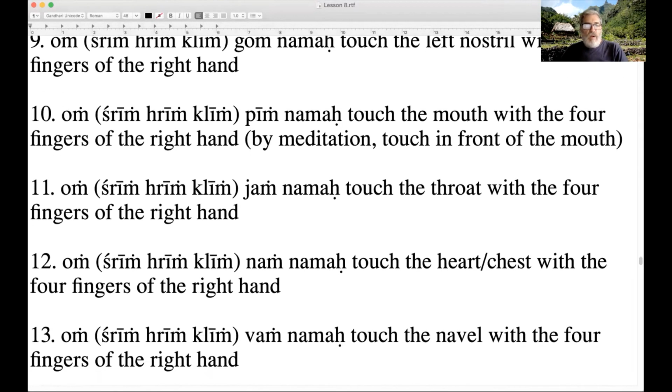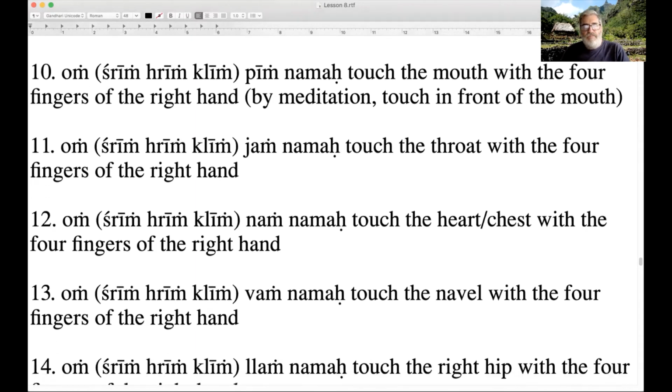Then continuing on, right? After Go, Pi with a long I is the next syllable. So Pi plus Anushwara is Pim. So we got Om Pim Namaha. Touch the mouth with the four fingers of the right hand, or by meditation, touch in front of the mouth. Right? And it could also be with the other bija mantras, Om Shrim Hrim Klim Pim Namaha.